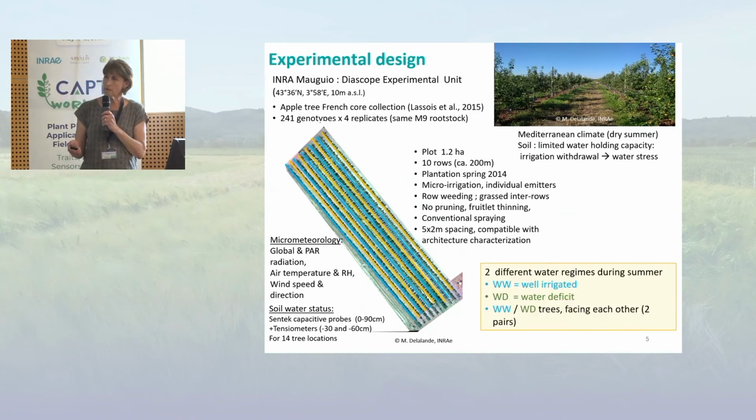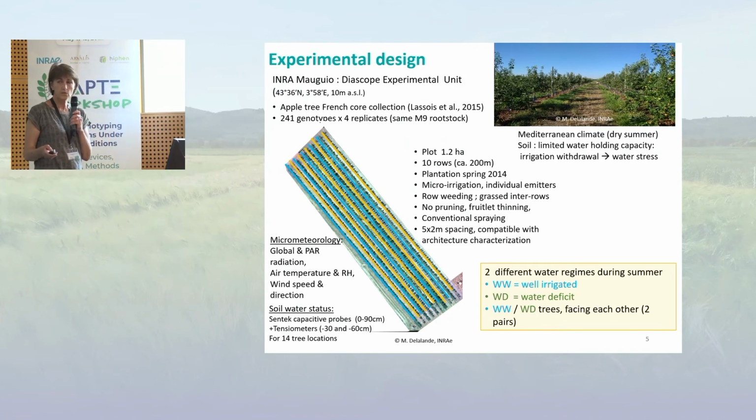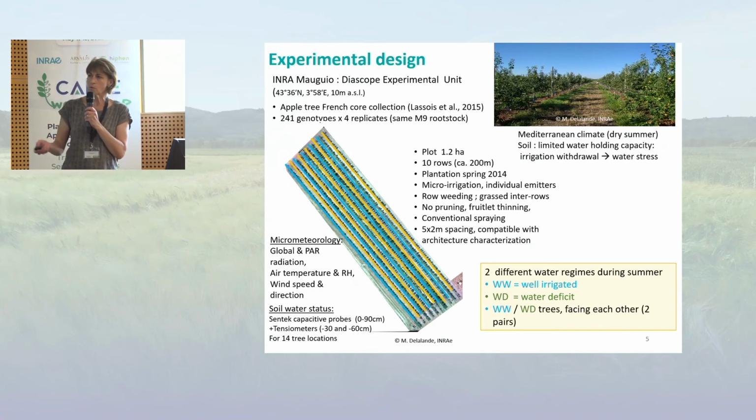What we did in this experiment is to apply a water stress, a water withdrawal. We did that on different rows. So you have the rows in yellow, which are water stress, and the blue, which are well-watered. And we put tensiometers and capacitive probes all along the rows to follow the soil water status. Here you see the dots along the rows.